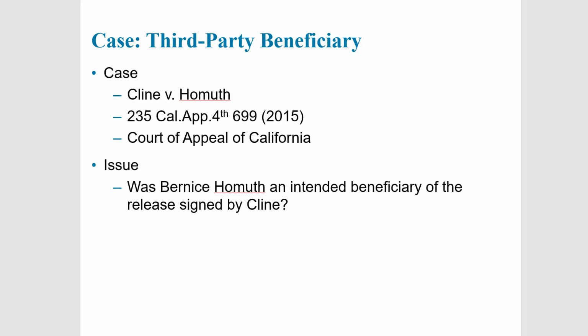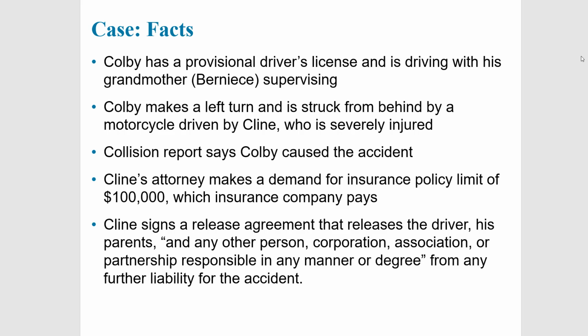In this case, we're going to have to decide whether or not somebody is an intended beneficiary of a contract. So here are the facts. Colby Hormuth has a provisional driver's license and is driving with his grandmother, Bernice, who is supervising him driving. Colby makes a left turn onto a street and is struck from behind by a motorcycle driven by Klein.